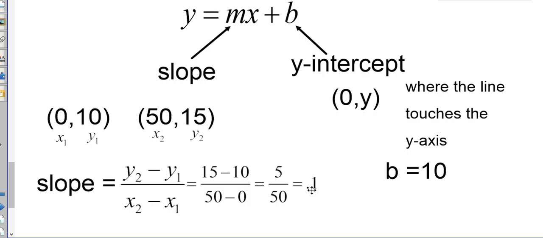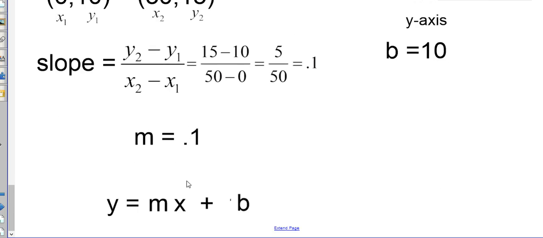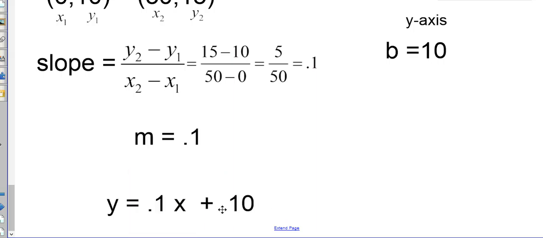So now I have the slope is 0.1, the y-intercept is 10, and so we just plug those numbers in here for slope, 0.1x. And then the y-intercept is positive 10, so we put over here the plus 10. The equation of this line, of this situation, is y equals 0.1, or 10 cents, times x plus 10. So there's the fourth representation you're going to do, the equation.